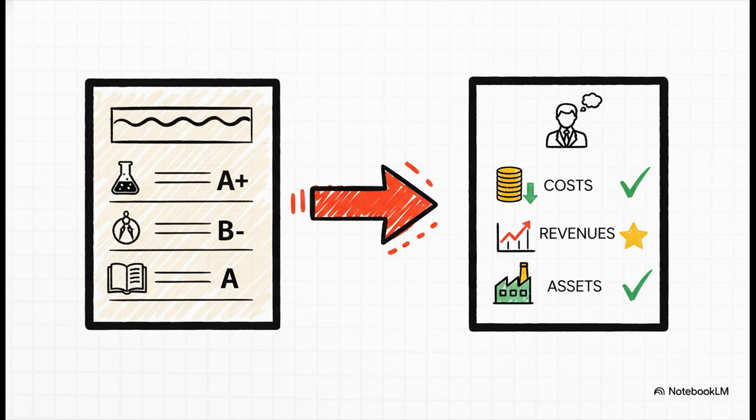Just think of a school report card. Simple enough. But instead of grades for math and science, this is a report card for every single manager. And it tracks how well they're doing, but only on the stuff they can actually control. Things like their department's specific costs or revenues or the assets they manage.